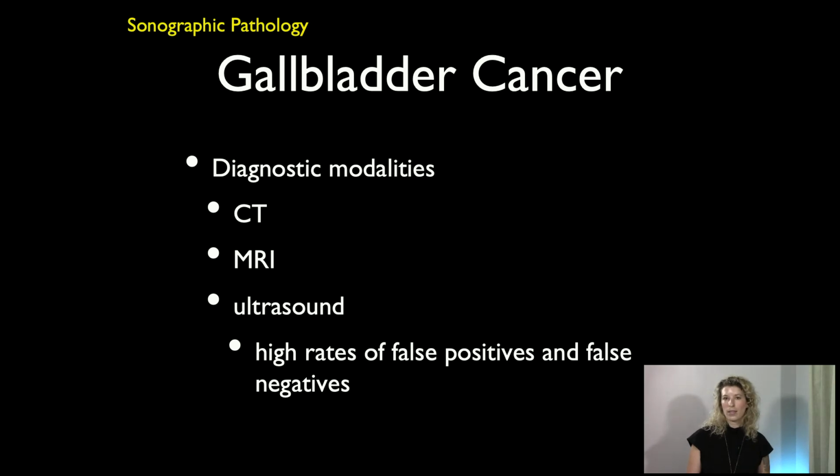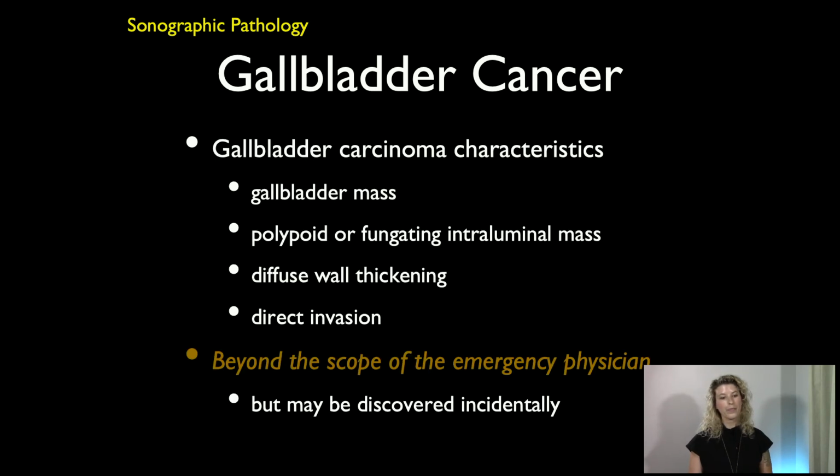Ultrasound is not the definitive diagnosis. You're going to be getting CTs or more advanced imaging as an inpatient with MRI. So you may see a mass, you may more likely see some kind of a polyp or a fungating intraluminal mass that doesn't follow the laws of gravity and doesn't really look like a stone, and doesn't really look like sludge because it doesn't have shadows. You can see wall thickening, and you can sometimes see direct invasion, but essentially that would look like just something abnormal off to the side of the gallbladder.